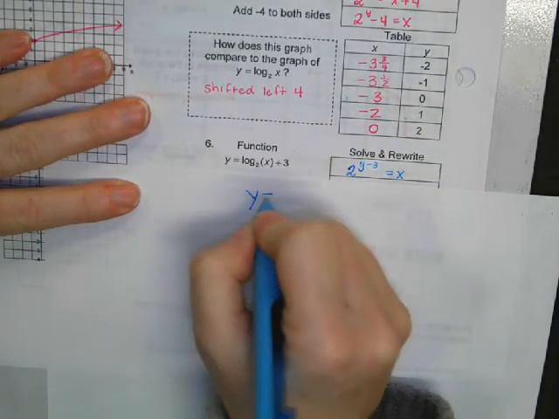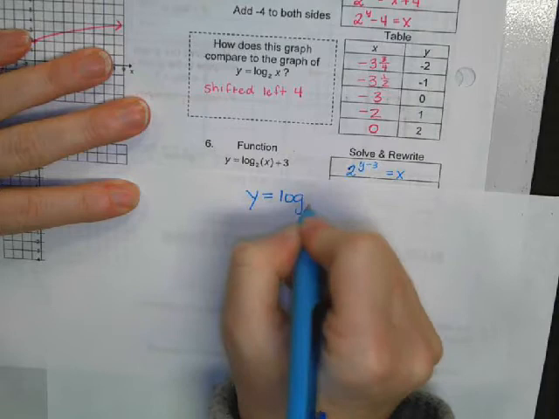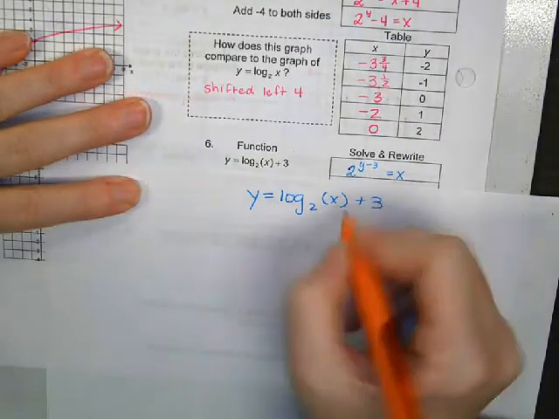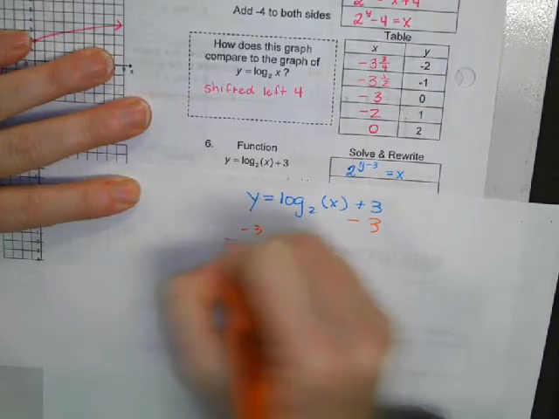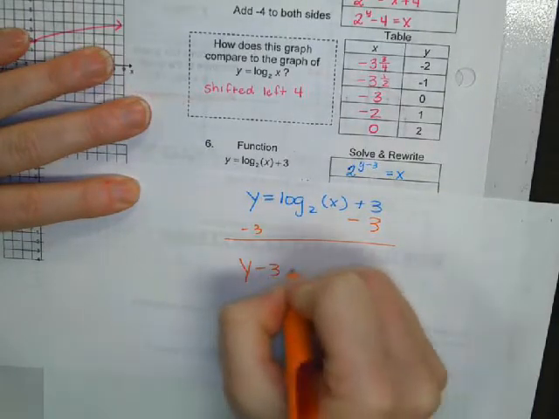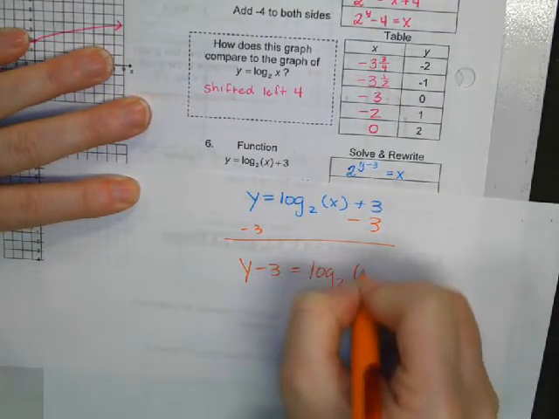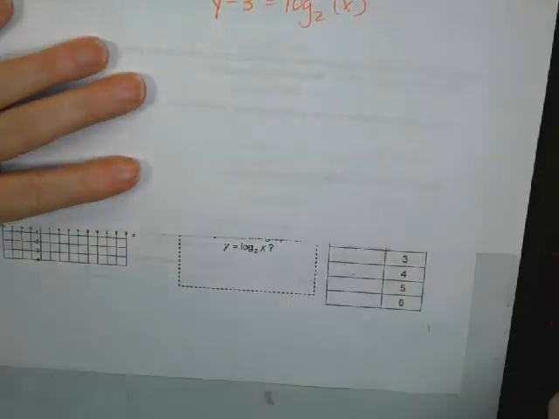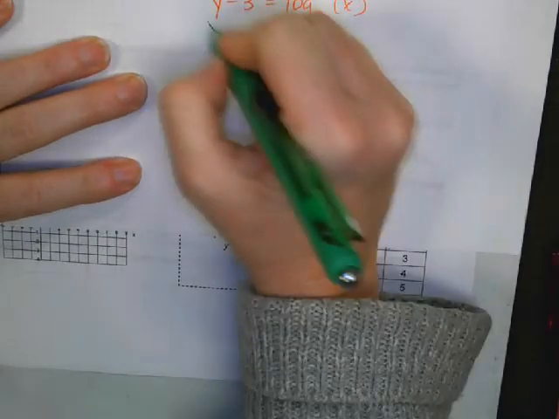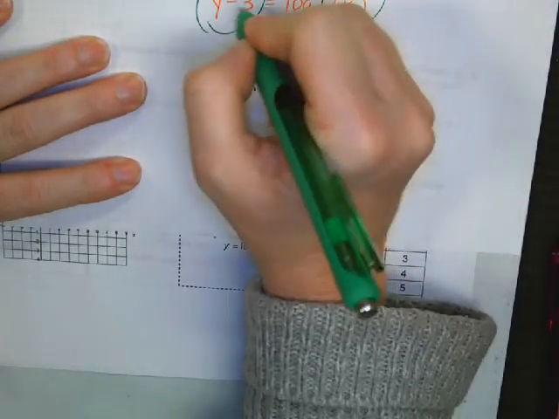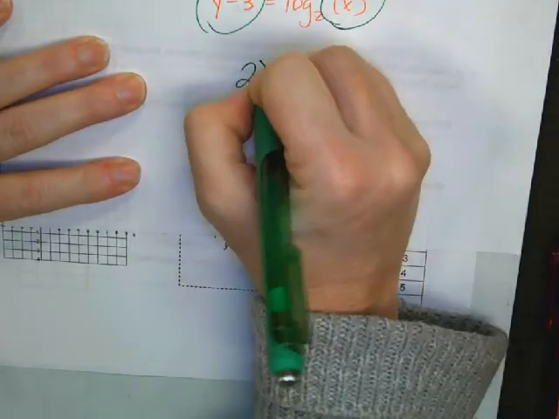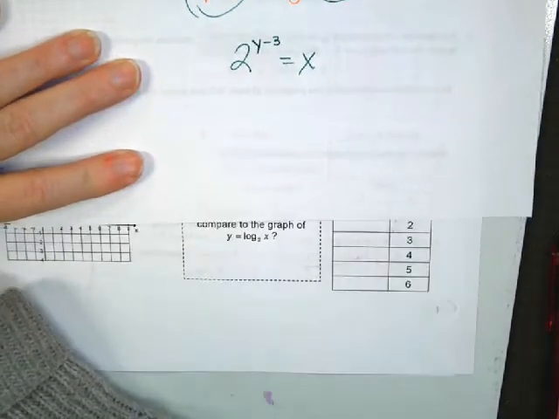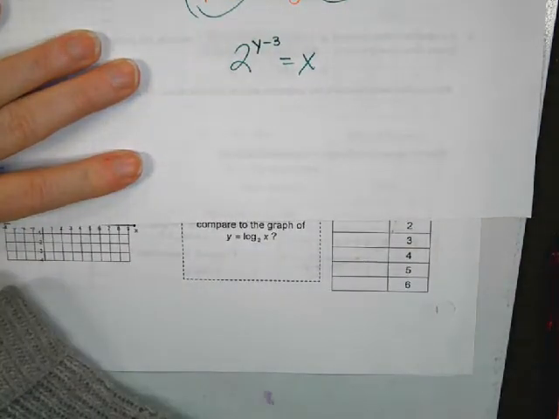Because it says add -3 to both sides before you rewrite. If I follow the directions and I do it before I rewrite, that's subtracting 3. So I have y minus 3 equals log base 2 of x. Now, if I go to rewrite this, the base is 2. These two things swap places, and this becomes your exponent. 2 to the y minus 3 equals x. It is absolutely not anything like what we've already done.